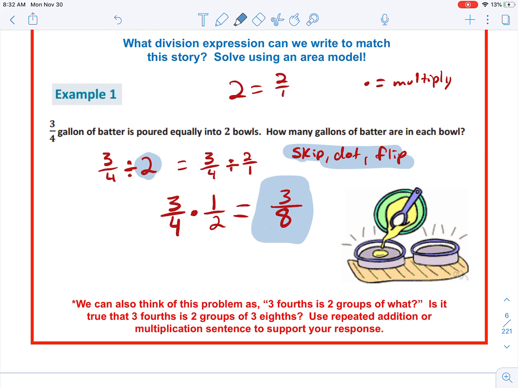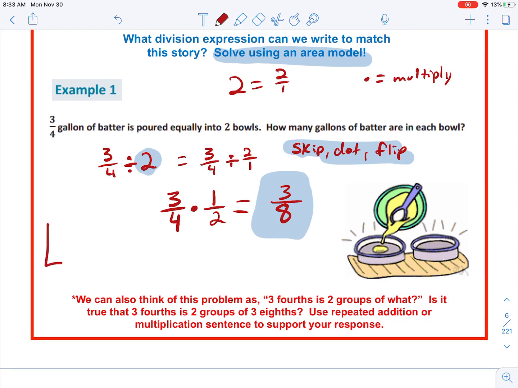An area model that they wanted us to use at top here is just if I have a little tape diagram and I divide it into four equal spots, and then I shade in 3/4 of that, and then I divide it by 2 by cutting it in half. Now you see that I would have 3/8 there, okay?